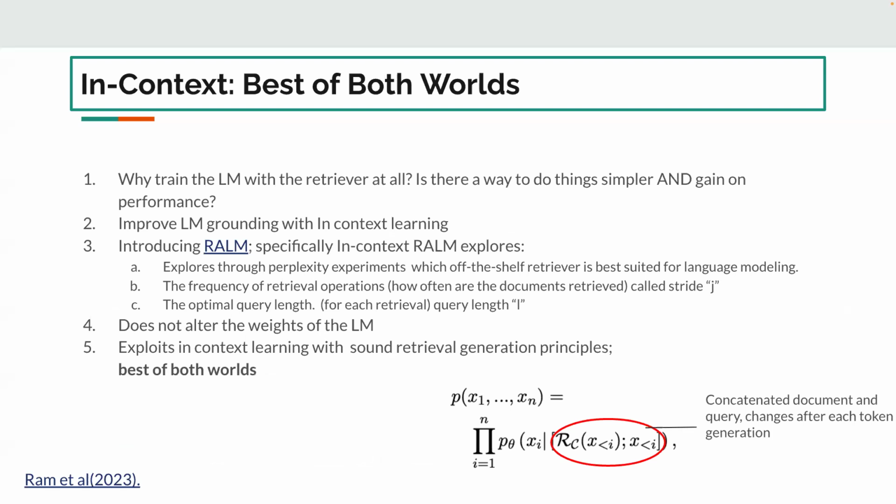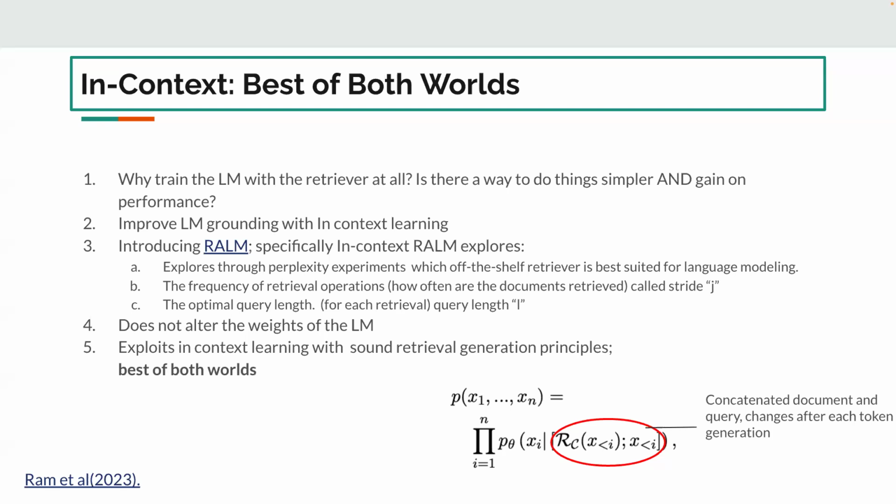So what stride means is how often do you want to retrieve the documents that you're going to append to your query. And then query length is, if you are appending documents to your query, you have your x plus your z, how long should the query be that you use to retrieve documents periodically?